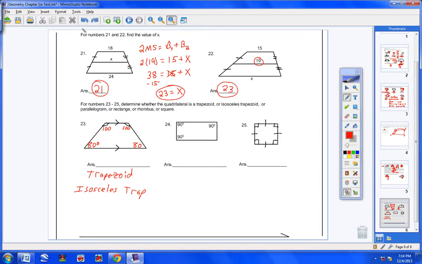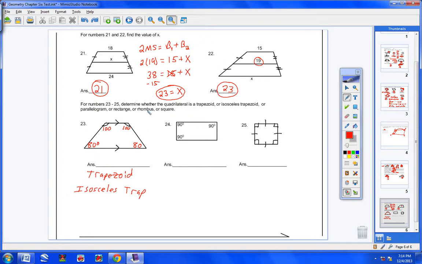So anytime you have a quadrilateral that has exactly one set of parallel sides, you know it's a trapezoid. And if you have a trapezoid in which your two base angles are congruent and your two base angles are congruent, then you definitely have an isosceles trapezoid. Now, is it a parallelogram? No, because a parallelogram has both sets of opposite sides parallel, and this side is not parallel to this side. Is it a rectangle? Well, the definition of a rectangle is a parallelogram, so we can stop right there. A rectangle has to be a parallelogram, and it's not a parallelogram.